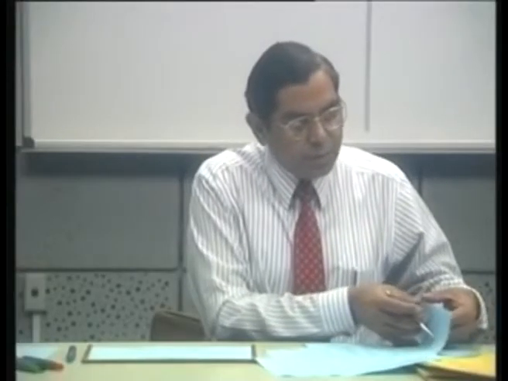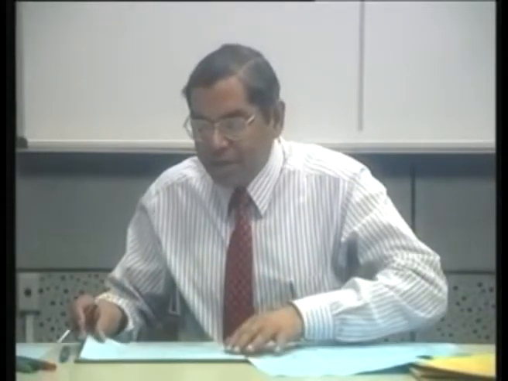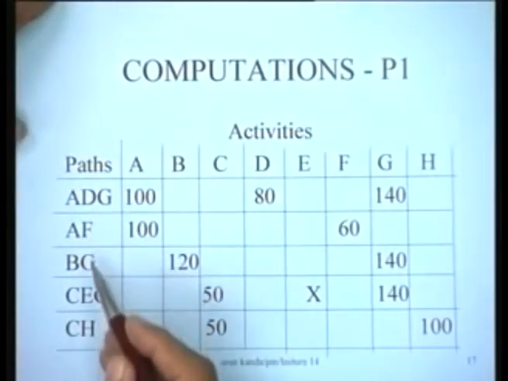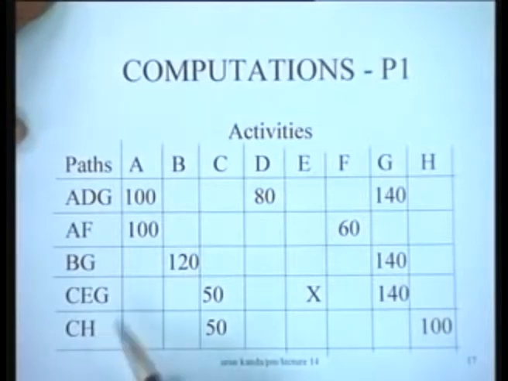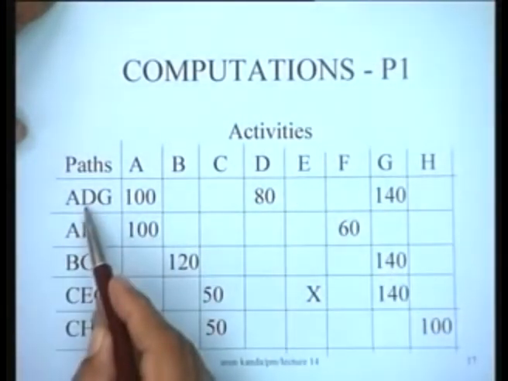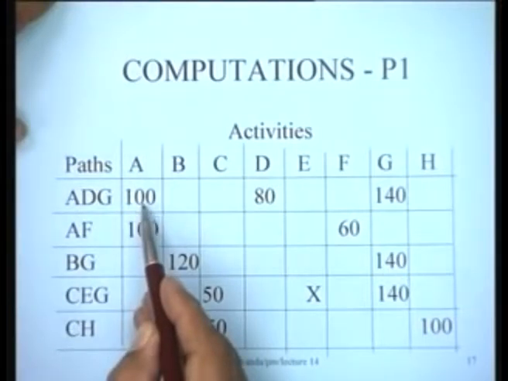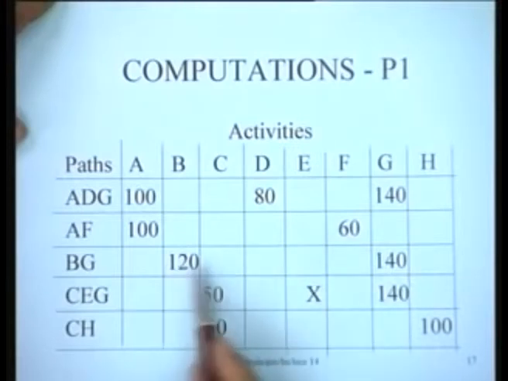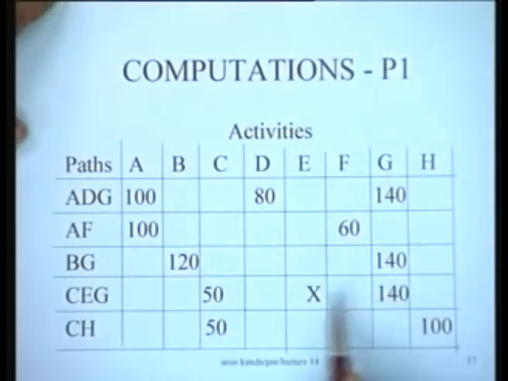So what we do is, we look at all the paths and make a matrix like this, which says that these are the paths ADG, AF, BG, CEG, and CH, and these are the activities on the path. And what I have written down here are the cost slopes of the various activities. For instance, ADG involves A, which has a cost slope of 100, D, which has a cost slope of 80, and G, which has a cost slope of 140. And similarly AF, BG, CEG. E is an activity which cannot be crashed, so I put a cross there, or you can put an infinity there if you like.